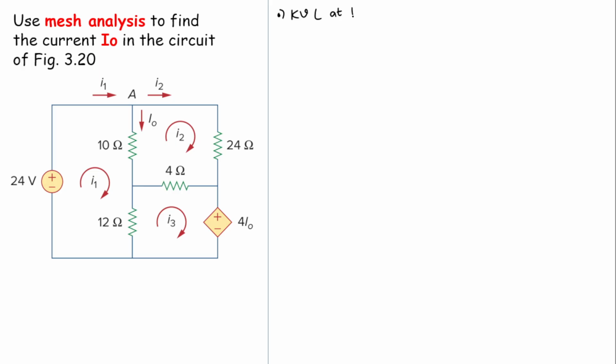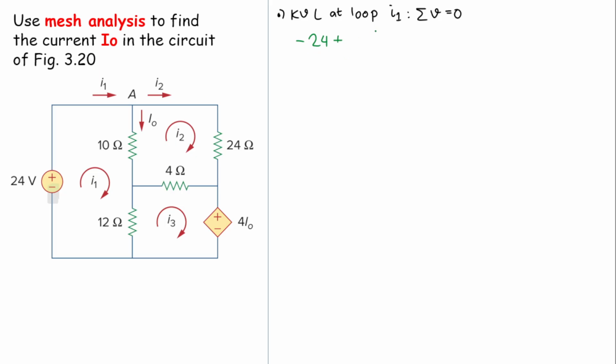at loop I1. Loop and mesh is the same, right? And KVL said that the sum of the voltage in a loop will equal to 0. Good. Let's start with this 24-volt voltage source. And here the current is entering from the negative terminal. So we will have a minus sign. And then the voltage is 24. Good. And then we move on to this 10 ohm resistor plus.